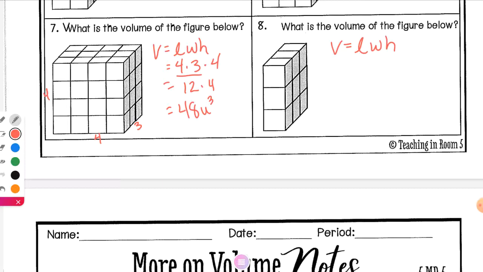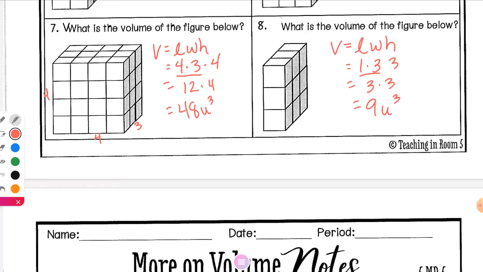Jake, next one. Tell me what I substitute in. 1 times 3 times 3. So we have 3 times 3, which is 9 cubic units.